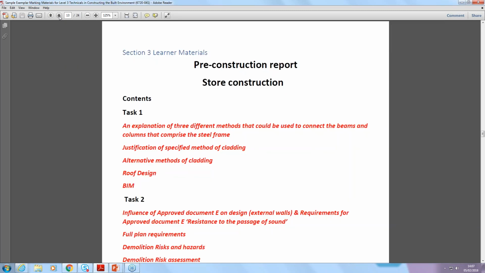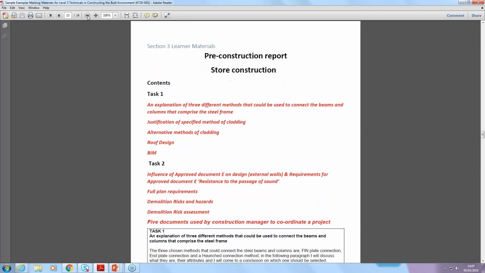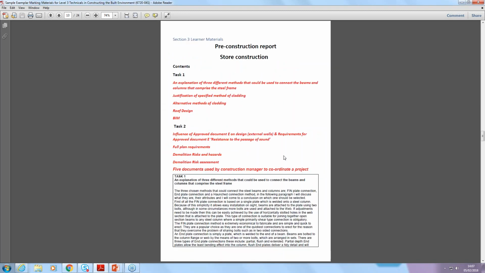So moving on to the learner materials. We'll go back to the grid in a few minutes, but I think we'll understand the marking grid more when we've gone through a few worked examples.